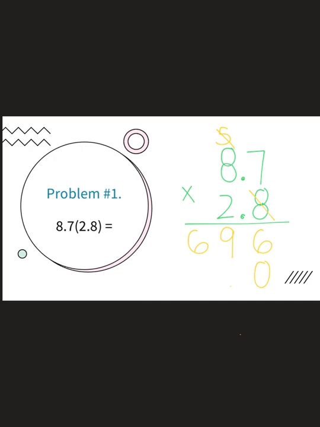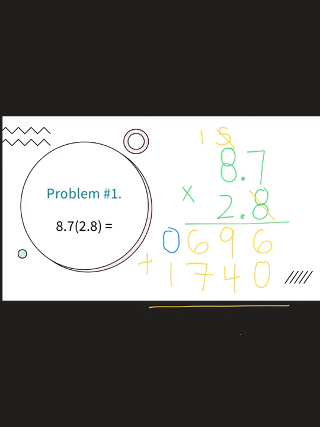Next we're going to do 2 times 7, which is 14. Drop your 4, carry your 1. 2 times 8 is 16, plus 1 is 17. Okay, so that's all of our multiplication. Now we just need to add our products. I still like to add any zeros in any blank spaces. So now I have numbers to add.